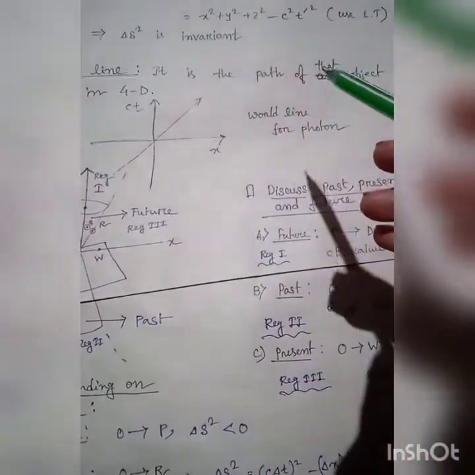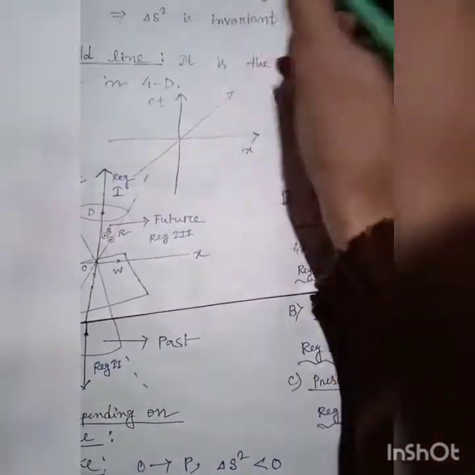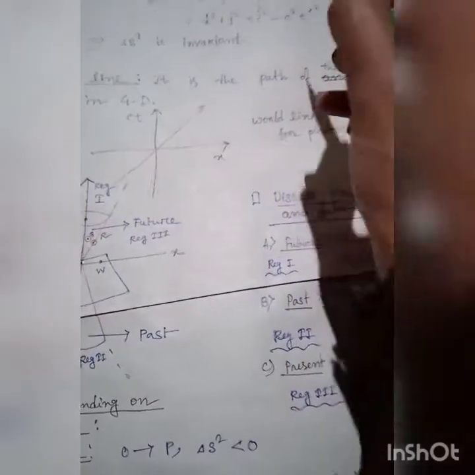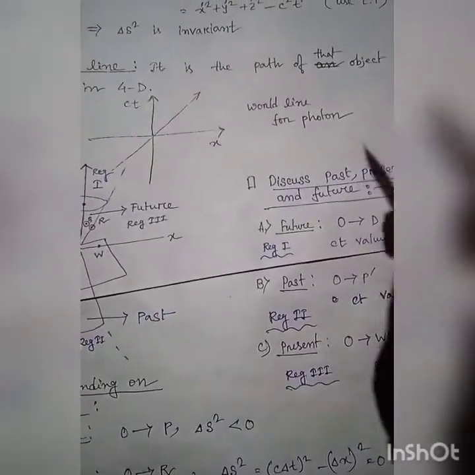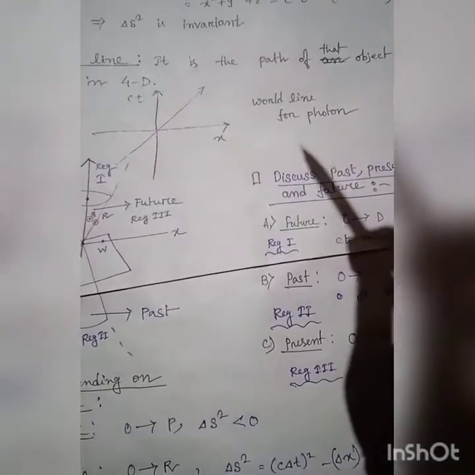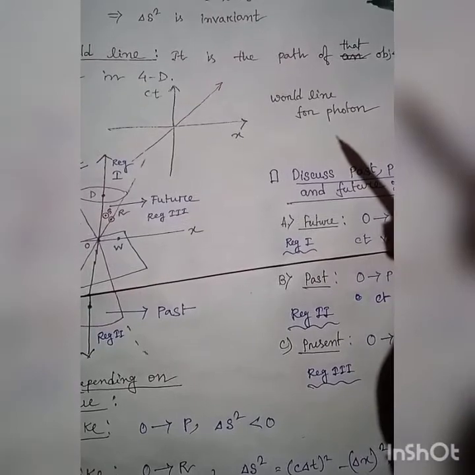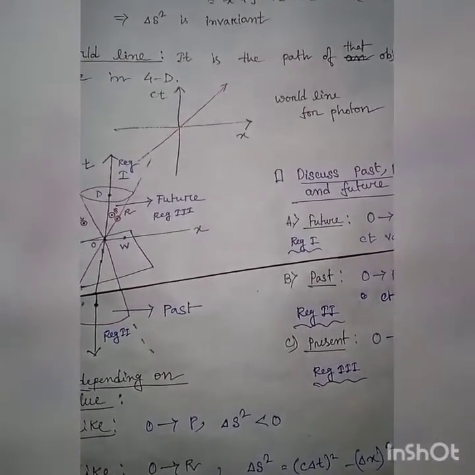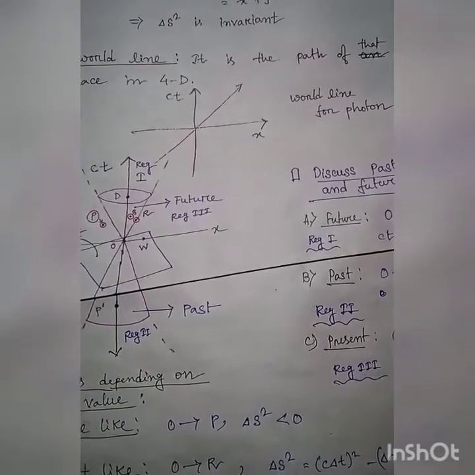In the S prime frame, we can write it as x dash square, y dash square, z dash square minus c t dash square. If you use the LT, meaning Lorentz transformation, you will get the same value. So we can conclude that del S square is invariant. That's why we say that in Minkowski space, the space-time interval remains invariant.